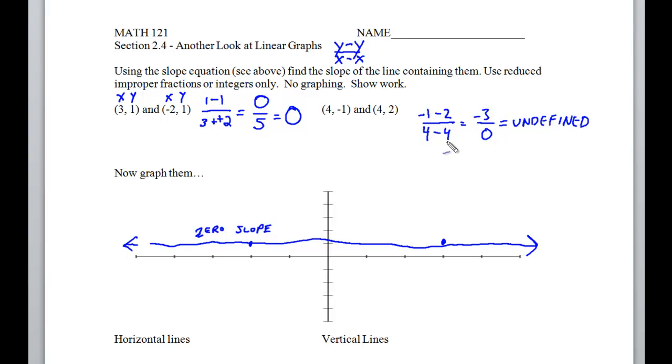Undefined slope is different than 0 slope, because if I plot these points at 4, negative 1 and 4, 2, I now have a vertical line, and this vertical line has an undefined slope. Vertical lines are not functions, because it breaks the vertical line test. Horizontal lines are functions. But let's move down, which is going to move all these graphics here. So pause the video if you need to copy anything down.